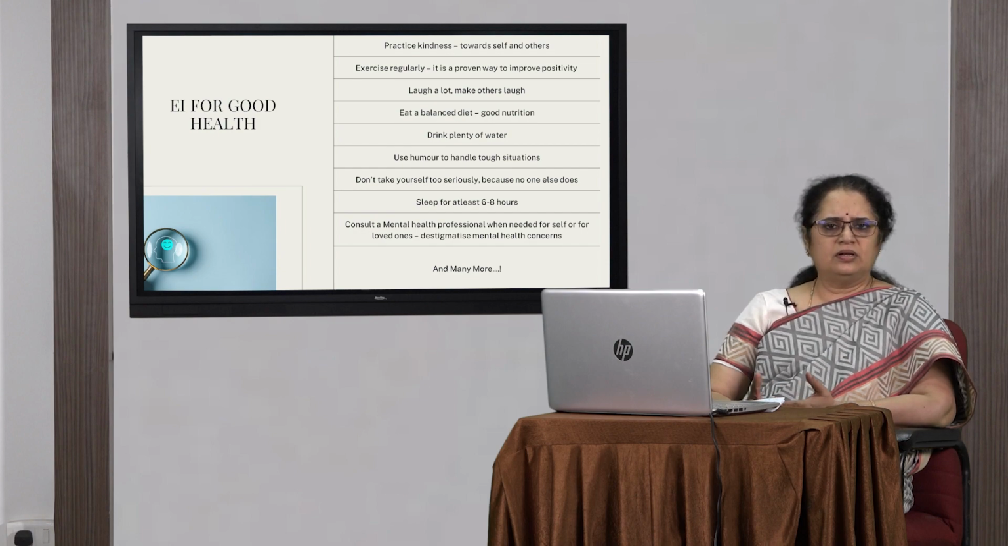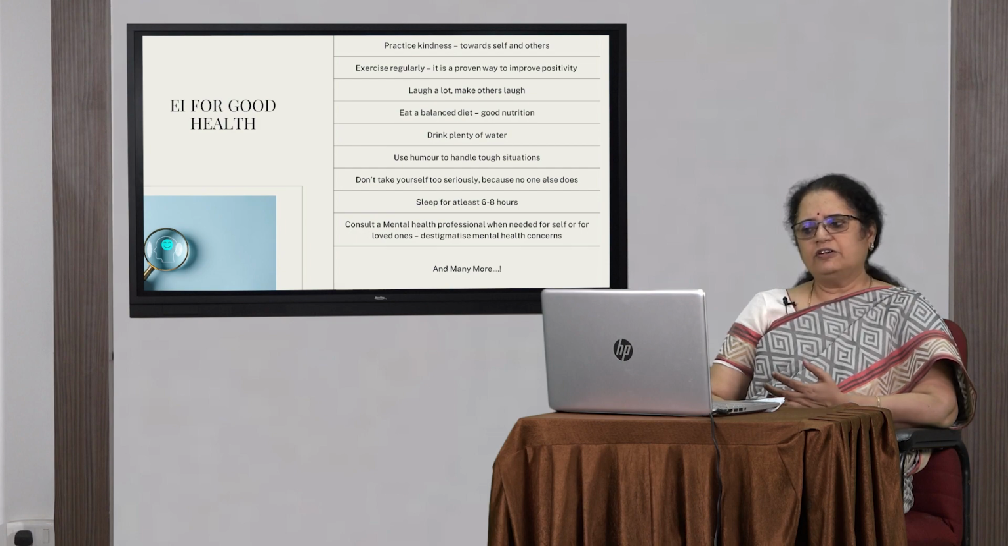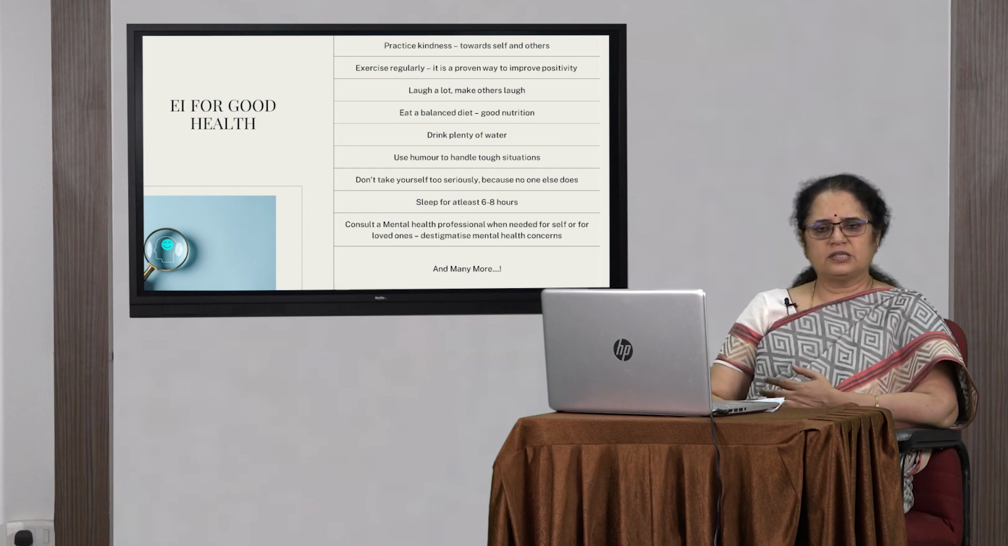So exercise regularly, because you know that exercise improves our immunity, it improves our positivity, more oxygen to the brain, so it makes us feel better also, right? Laugh a lot and make others laugh. Laughter is the best medicine, they say, right? It's very important that you should be able to laugh, sometimes even at your own silly mistakes.